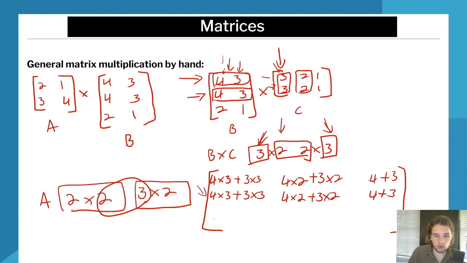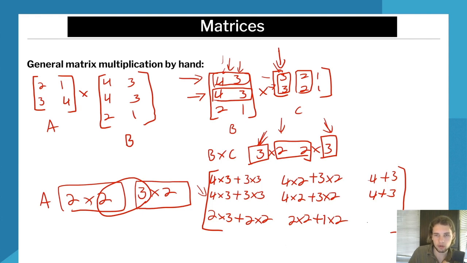Now we want to do row 3, column 1. So we have row 3 of B times column 1 of C. So that's 2 times 3 plus 2 times 2. And then we move forward as such. So we do 2 times 2 plus 1 times 2.